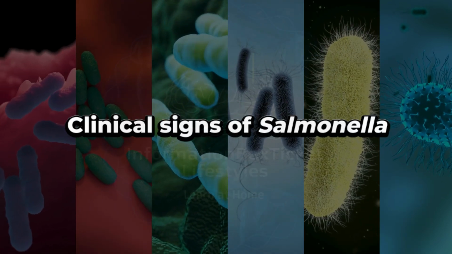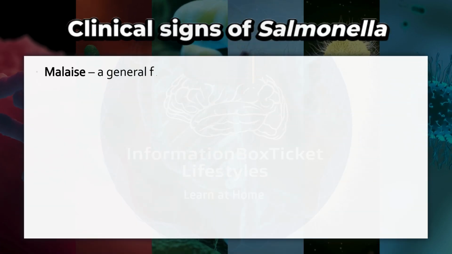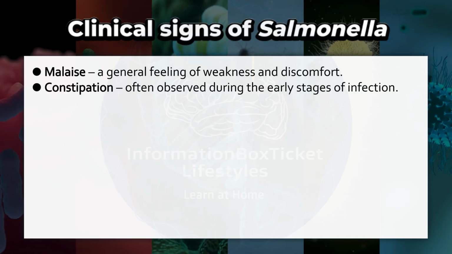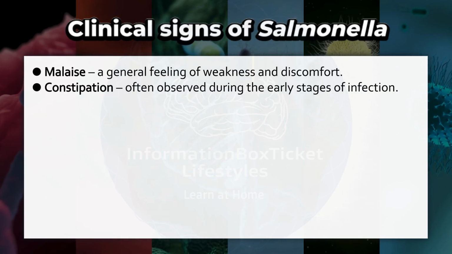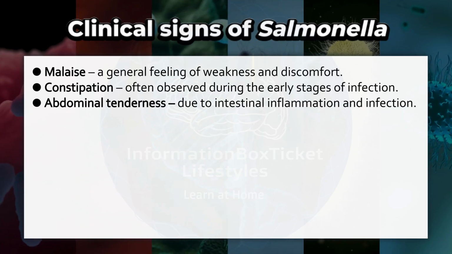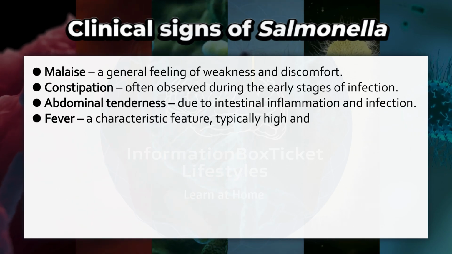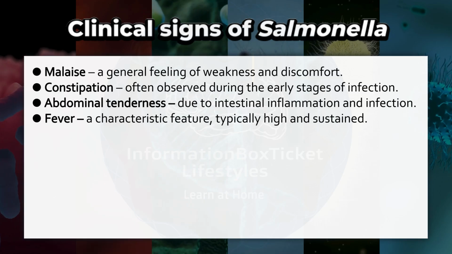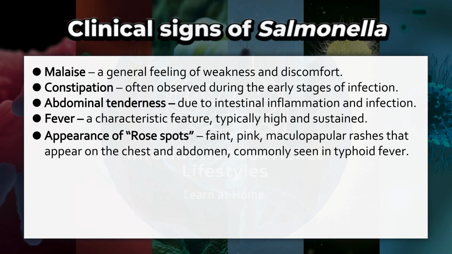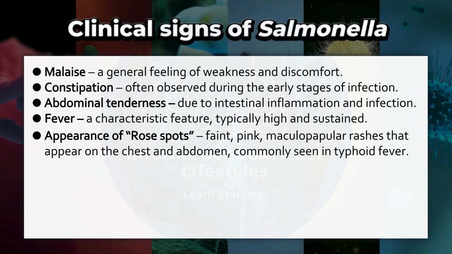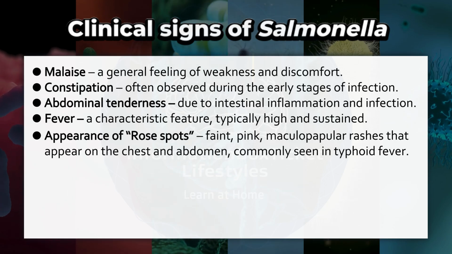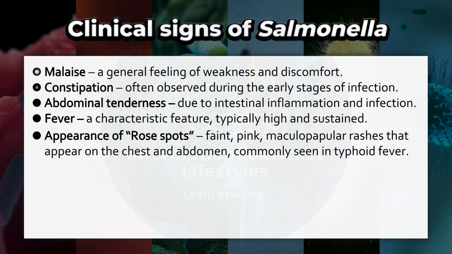Clinical signs of Salmonella. Malaise, a general feeling of weakness and discomfort. Constipation, often observed during the early stages of infection. Abdominal tenderness, due to intestinal inflammation and infection. Fever, a characteristic feature, typically high and sustained. Appearance of rose spots. Faint, pink, maculopapular rashes that appear on the chest and abdomen, commonly seen in typhoid fever.